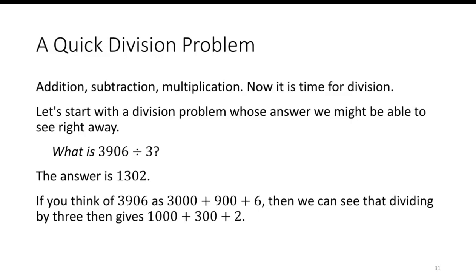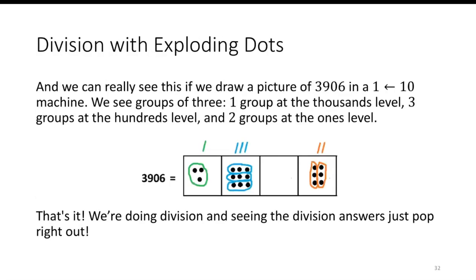If you're not sure about that, you can think of 3,906 as 3,000 plus 900 plus 6 and divide each of those separately. And we see that we'll end up with 1,000 plus 300 plus 2. And we can really see this if we draw a picture of 3,906 in a 10-1 machine.